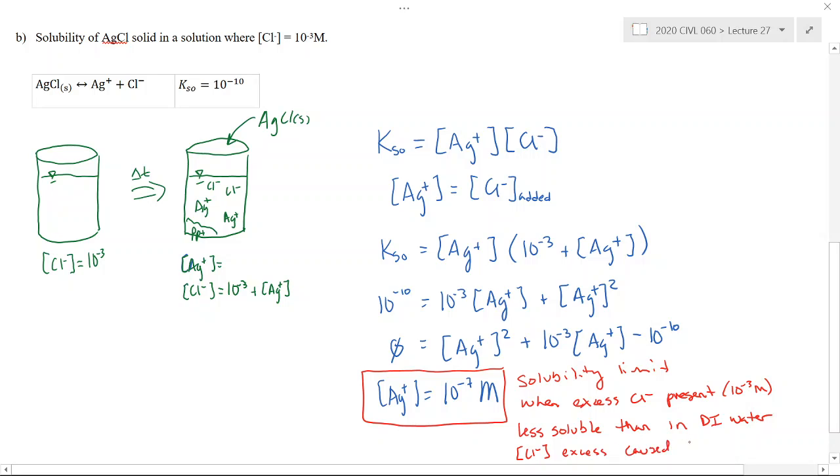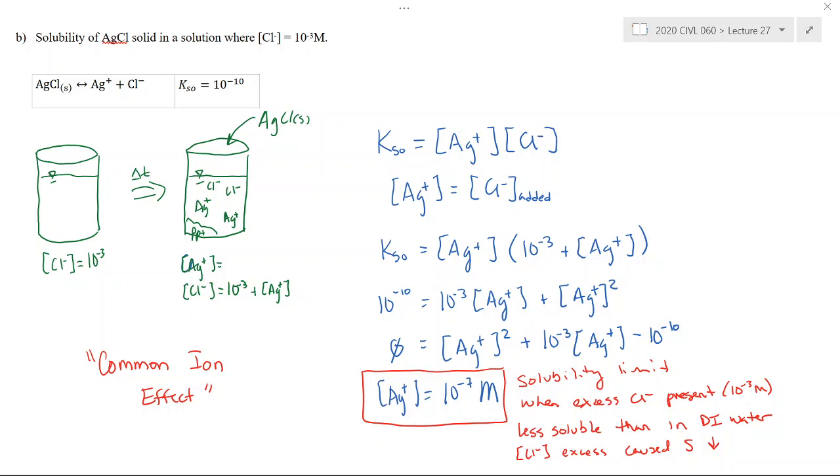caused the solubility to go down compared to what we calculated in DI water, which was 10 to the minus 5. So the result of adding that chloride is that the solubility went down, and this is known as the common ion effect, which is that by adding the ion that reacts with the metal to the solution, we can kind of force the metal out of the solution and into a precipitant.